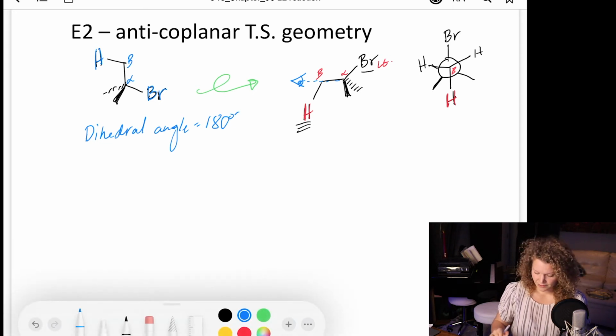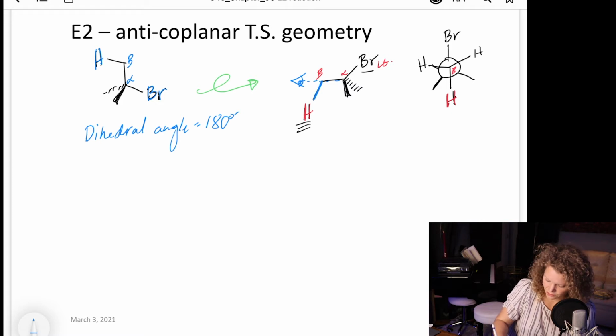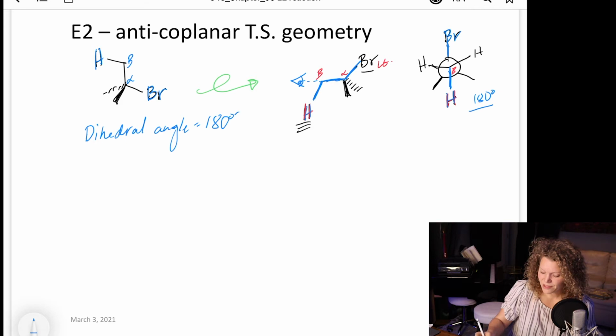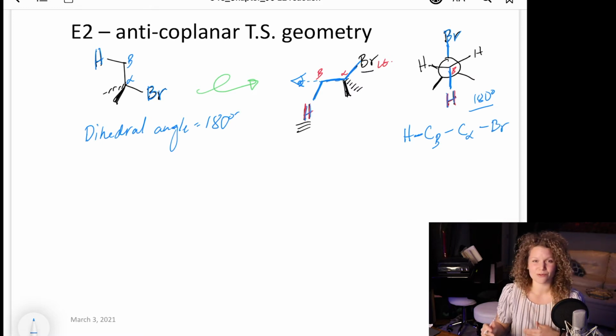Great. Let's check this out. Hydrogen to our beta carbon, to our alpha carbon, to our bromine. This has a dihedral angle of 180 degrees. Now remember, this dihedral angle is really just talking about the hydrogen to the beta carbon, to the alpha carbon, to the bromine. All right, so it's really just looking at those four atoms and the relationship in space with regards to their bonds.